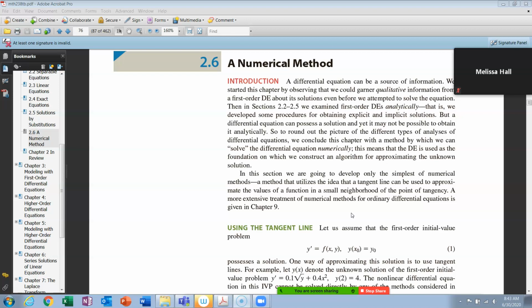So this is going to be our approach to numerical methods. That was in your course description. It'll just be this. So let's assume we have a first order initial value problem.